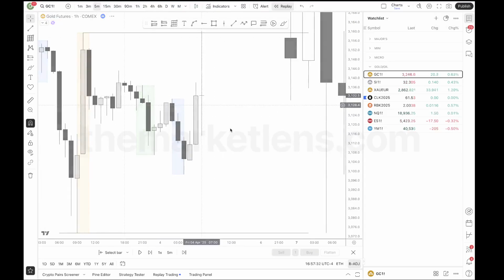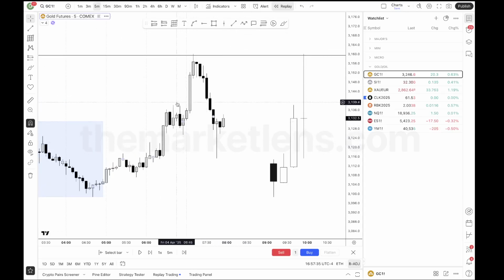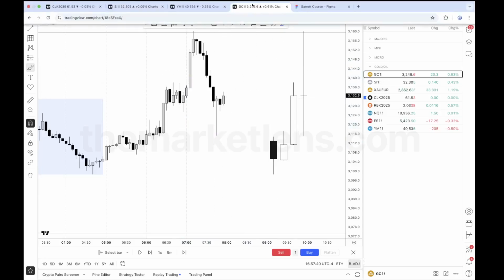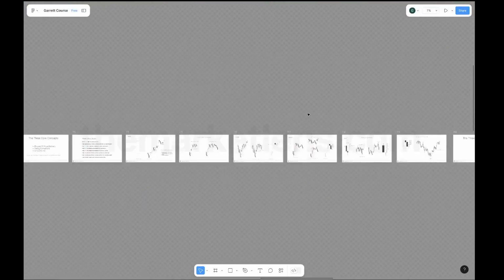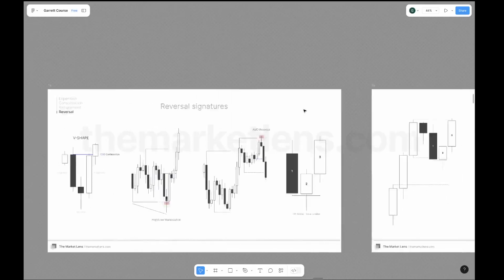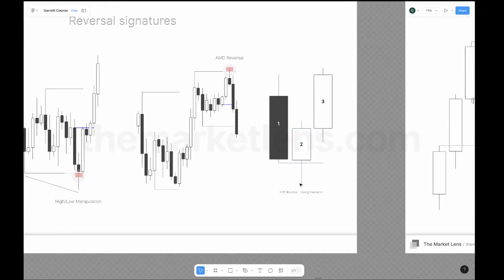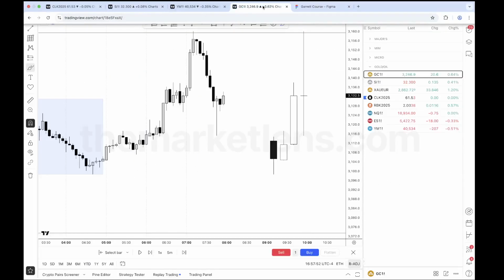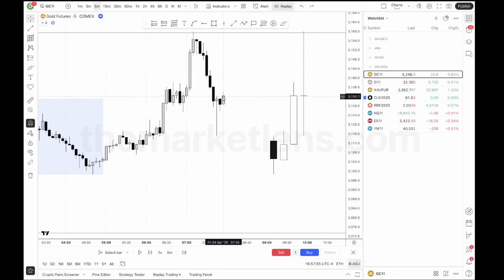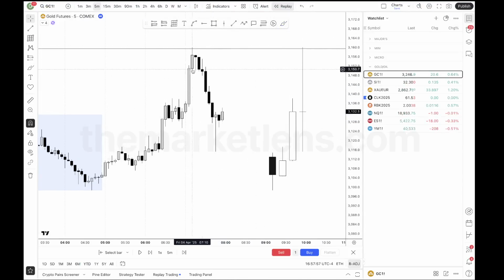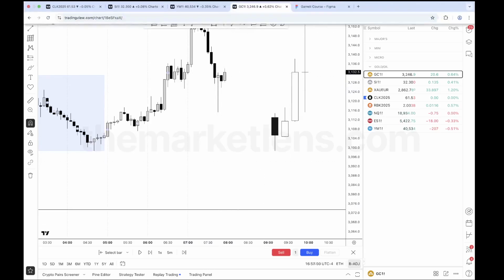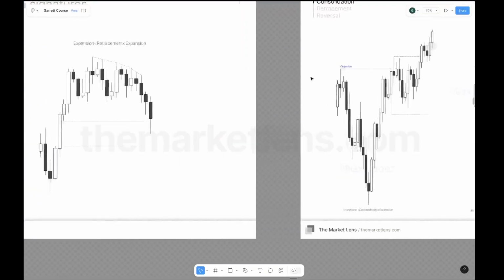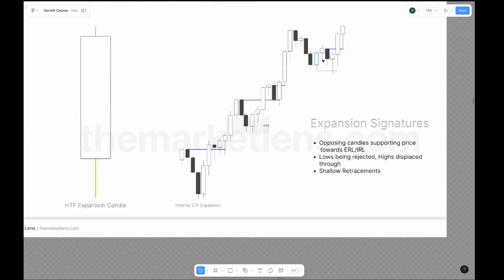8 o'clock candle. What do we see here? On the stronger asset, what do we see? A reversal signature, which is expansion met with expansion, right? When you go over here, there's a couple ways we identify a reversal. First, it's a candle close. It's also expansion met with expansion. So we have those two things. Now, what else do we need to see on the way, or after manipulation? We need to see expansion. What is the signature for expansion? Small retracements, opposing candle supporting price, rejecting highs and lows, etc.